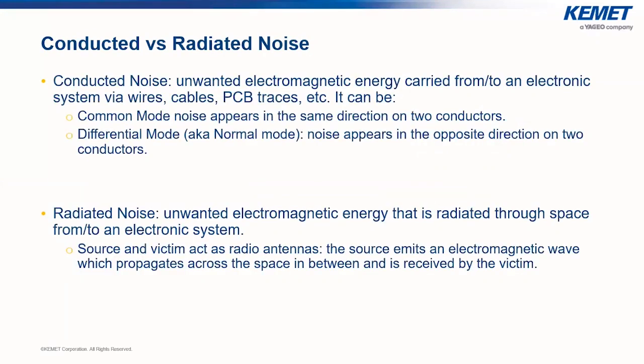The definition of conducted and radiated noise is really simple. Conducted means that the noise is carried through a wire, a cable, or a PCB trace. It can be divided in common mode, when the noise appears in the same direction on the two conductors, but also in differential mode, also known as normal mode, when the noise appears in the opposite direction on the two conductors. Instead, radiated noise is the unwanted electromagnetic energy that is radiated through space, so not through a cable, from and to an electronic system. We have a source, usually, and a victim. Source and victim act as radio antennas. The source emits the wave, which propagates across the space in between and is received by the final victim.